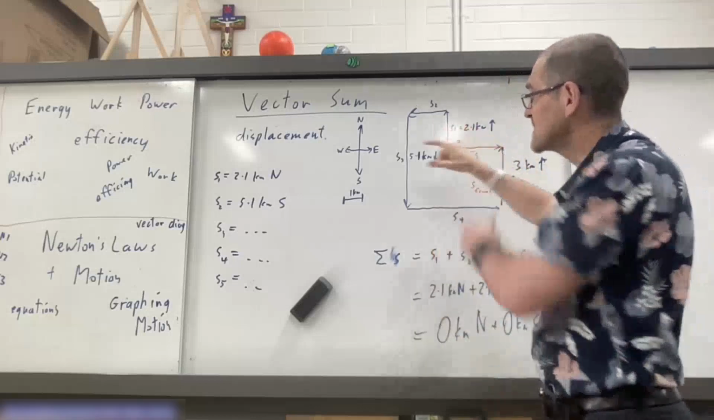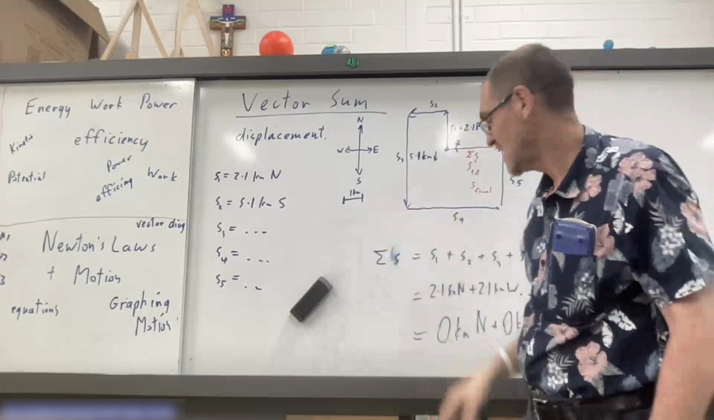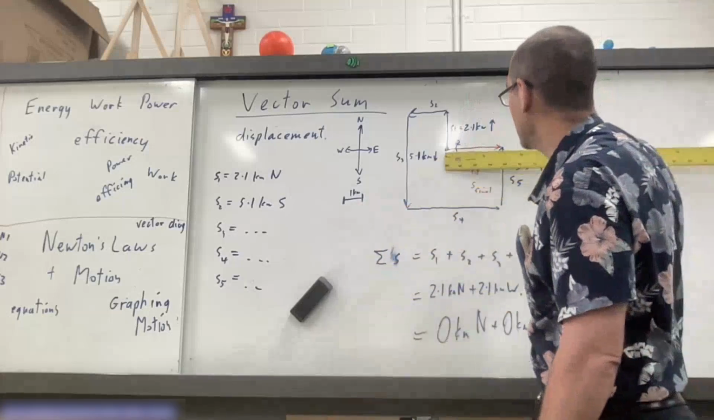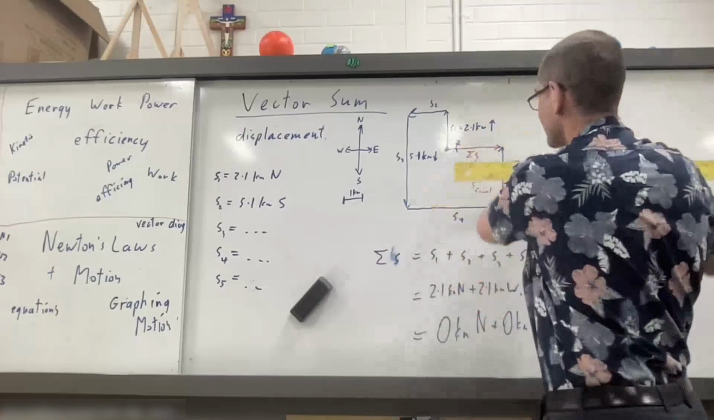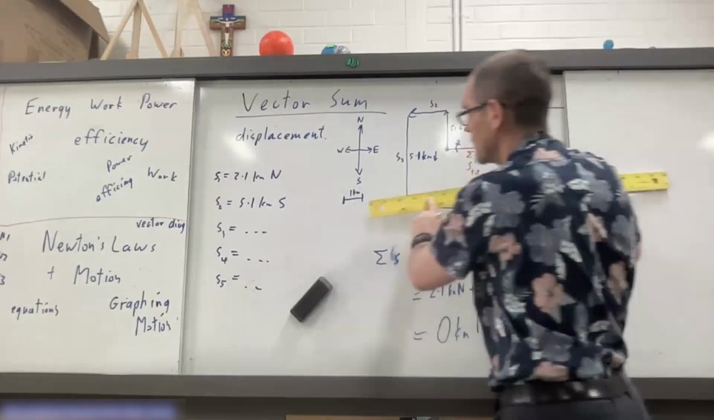Now, we could solve this if we've done a good job with our orientation and our scale. We don't need to solve this mathematically. We can just get out our ruler and say, okay, well, that's about, what do we got there? That's about this distance, 20 of those.